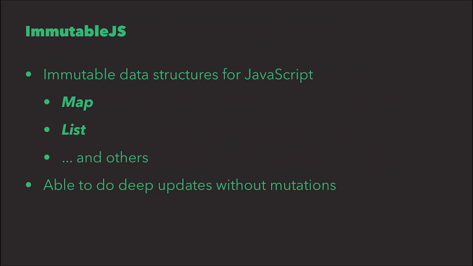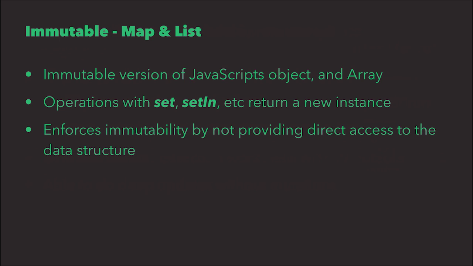However, in more complex applications, trying to enforce immutability through that style of syntax can be a bit messy and cumbersome. So we like to use ImmutableJS, which provides immutable data structures for JavaScript, such as Map, List, and others, and also has a number of functions for being able to do deep updates inside of your data without mutations to the original data.